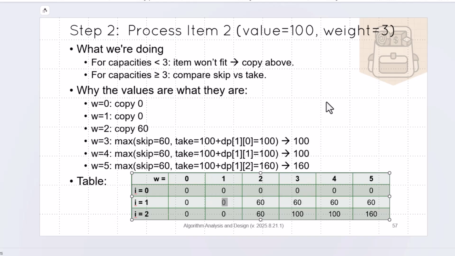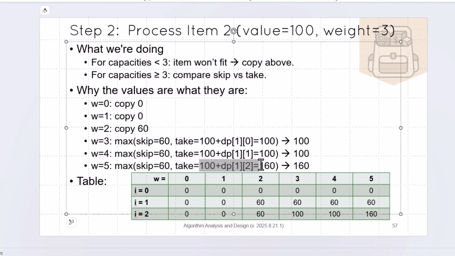And then what do I do with weight of 5? If I have weight of 5, I again look up and then over 3, 1, 2, 3. So since my weight is 5, I can keep the old item, which weighed 2, and still include this new item, which weighs 3, and I get both. So I get 100 plus dp of 1 at 2, which is 60. So it's 100 plus 60, and that's 160. That's the max, so I take both.